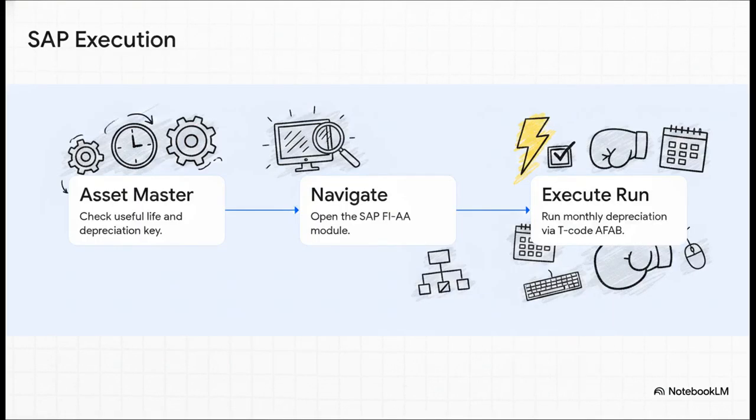Let's move to SAP and see how this builds your operational workflow, because you definitely aren't calculating every asset by hand. Step 1, you check the asset master record to ensure the correct useful life and depreciation key are assigned. That key is what tells the system whether to use straight line or accelerated. Step 2, navigate the FI-AA module. Step 3, execute the monthly run. And for the ultimate technical knockout punch, tell your interviewer you execute that monthly run using T-code AFAB. Knowing the exact transaction code shows you are literally ready to hit the ground running.